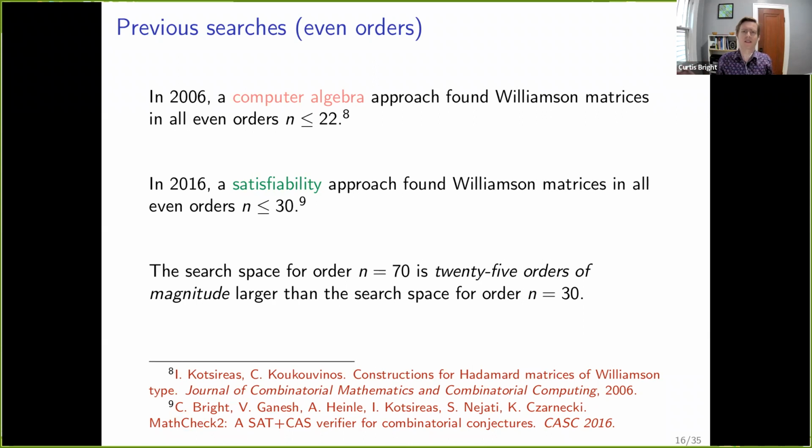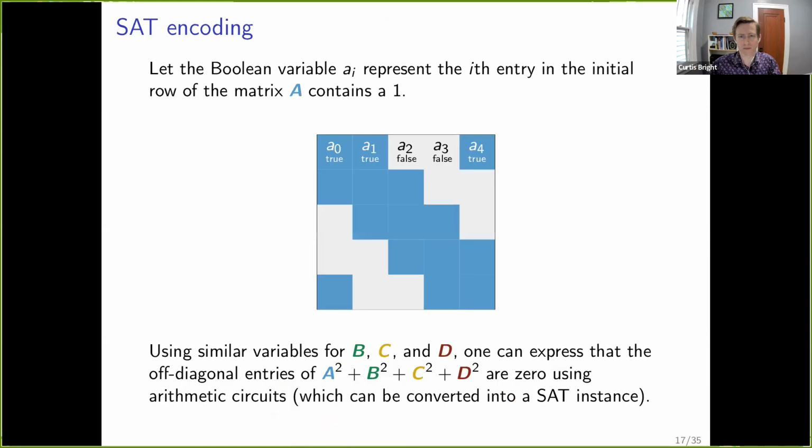It's an exponentially growing search space. Going from order 30 to 70 increases the space by something like 25 orders of magnitude, right? So it just seems totally out of the realm of feasibility. You would never even consider doing it. And yet, my goal for the rest of the talk is to give you an appreciation of how we did that. How is it possible to cut down this enormous search space and actually search it exhaustively?